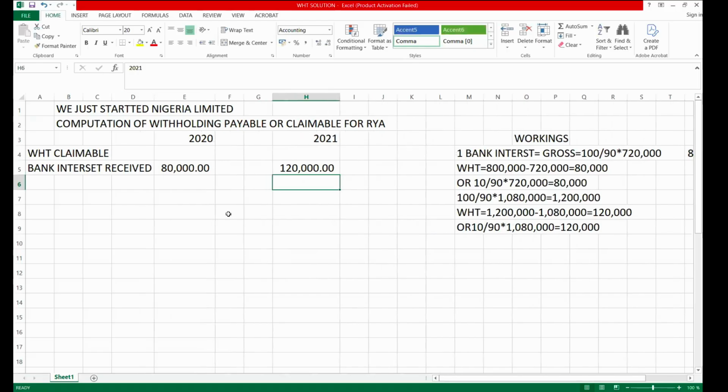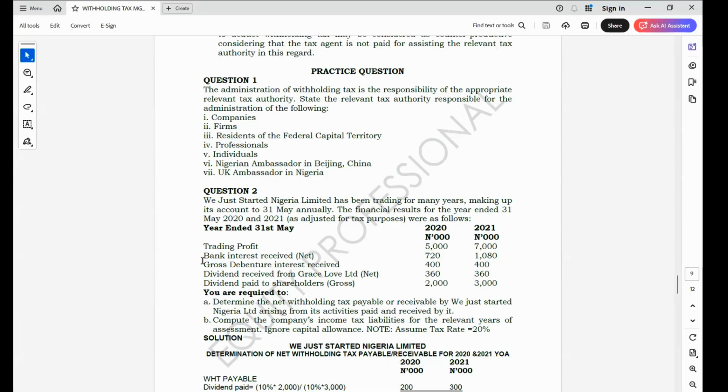After the bank interest received, the next thing we have in the question is gross debenture interest received. If you look at the word there, we have gross. That's how you got the 90. You are supposed to collect 100%, but you collected less withholding tax. The withholding tax rate that you suffered is 10%. 100 minus 10 will give you the 90.